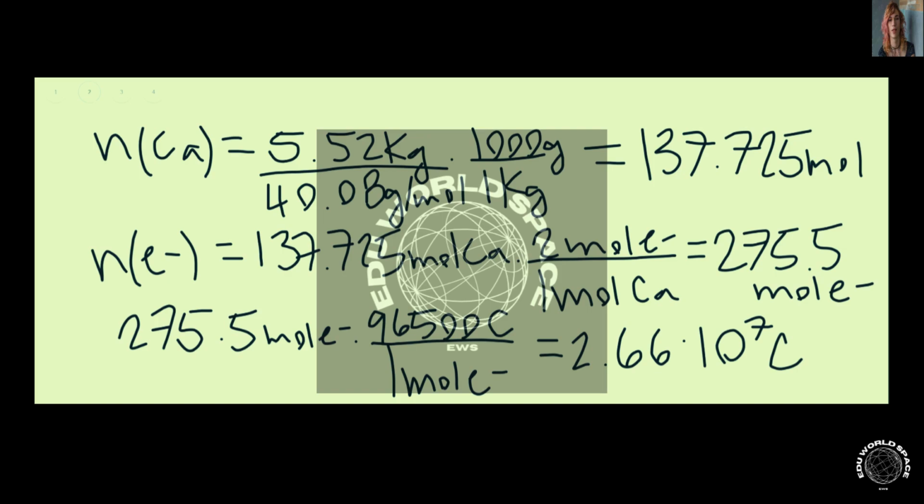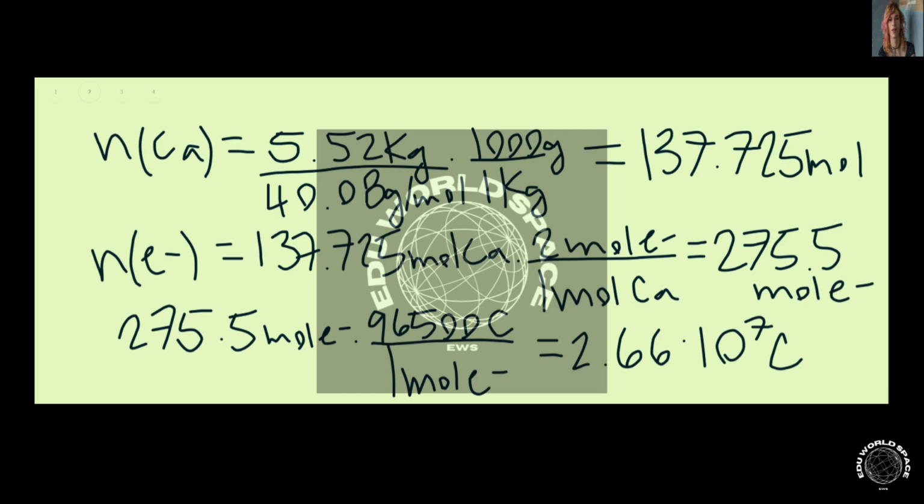And then how many moles of electrons do we consume as we form that many moles of calcium? Well, we know we consume 2 moles of electrons for every 1 mole of calcium we produce. So we just take that number and we multiply it by 2. So we're consuming 275.5 moles of electrons.